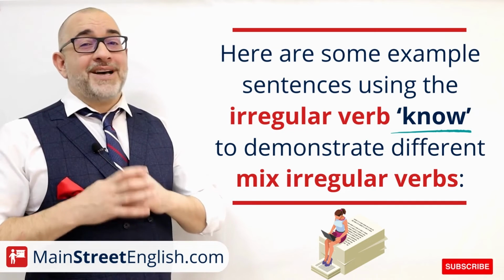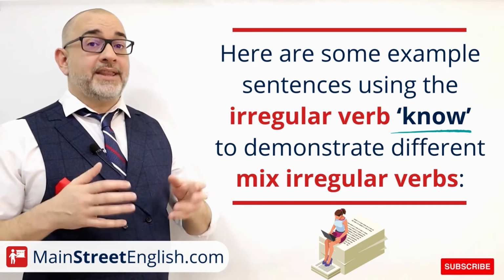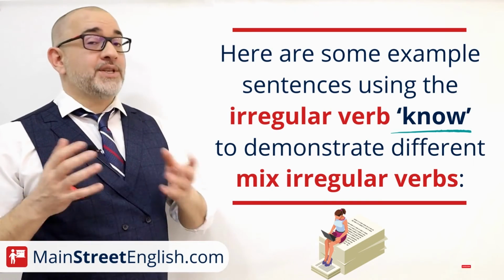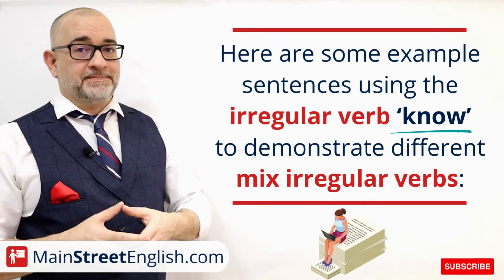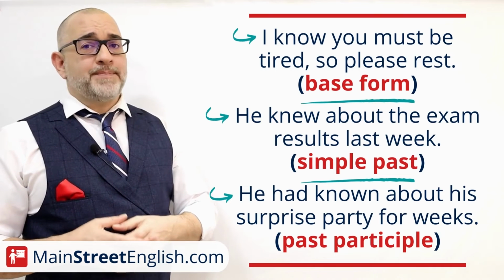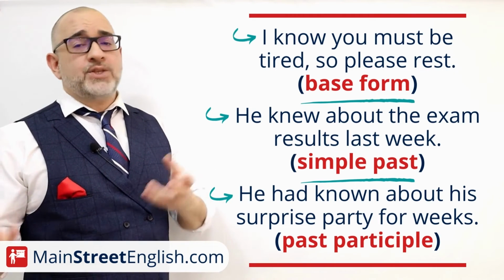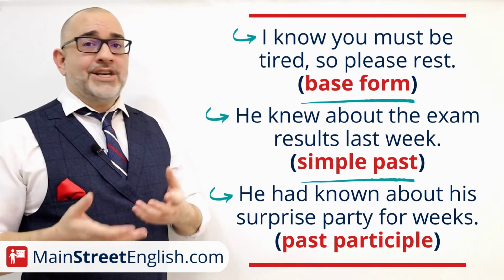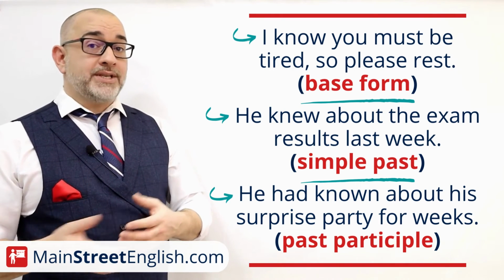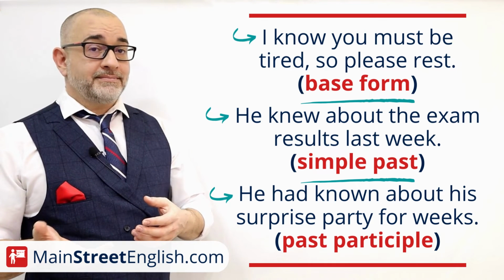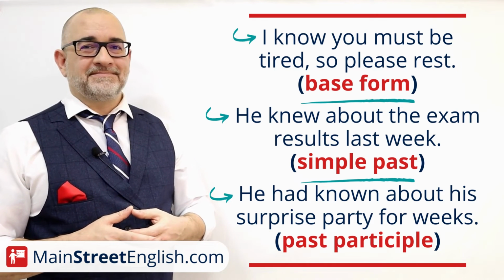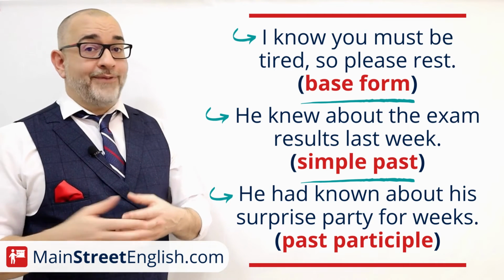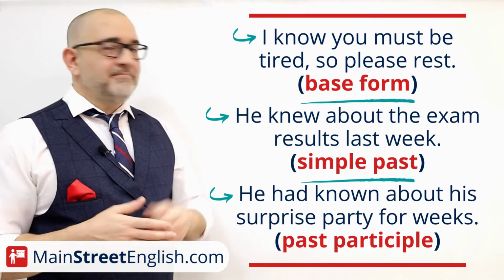And here are some example sentences using the irregular verb know to demonstrate different mix irregular verbs. I know you must be tired, so please rest. Base form. He knew about the exam results last week. Simple past. He had known about his surprise party for weeks. Past participle.